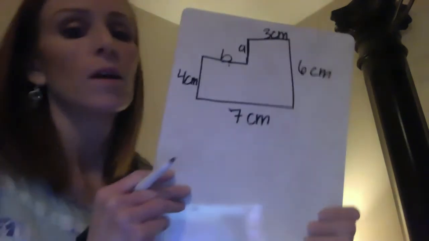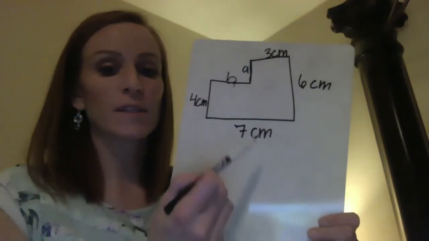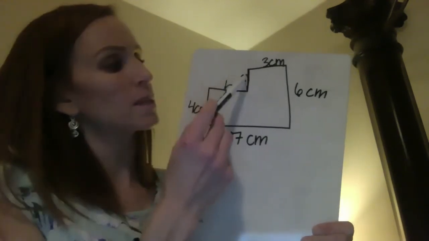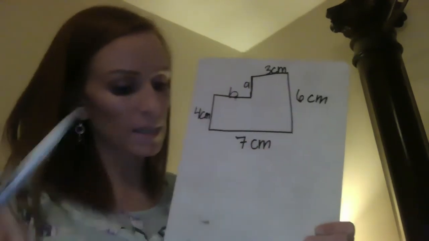So let's figure out how we're going to do this. Just like when we did our perimeter, there will be sides missing, and we have to figure out how to find the missing sides. So if we have this shape right here, we can see that we have 7 centimeters, 4 centimeters, missing side B, missing side A, 3 centimeters, and 6 centimeters.